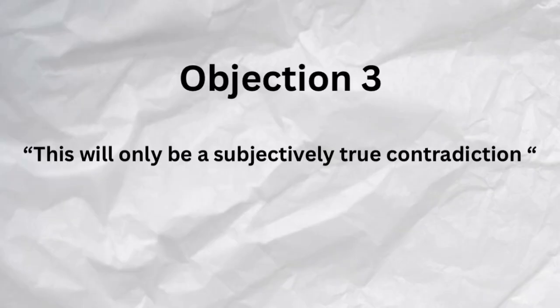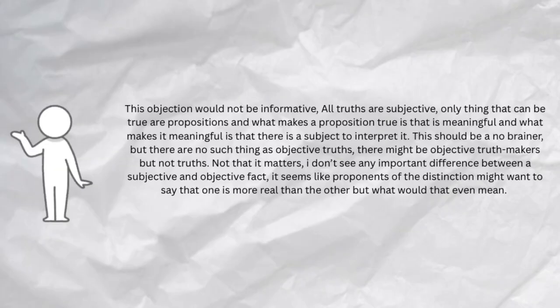So you're not saying anything significant by saying a color is an illusion. Next, objection 3. This would only be subjectively true contradiction. This objection would not be informative. All truths are subjective. The only things that can be true are propositions, and what makes a proposition true is that it's meaningful. And what makes it meaningful is that there is a subject to interpret it.